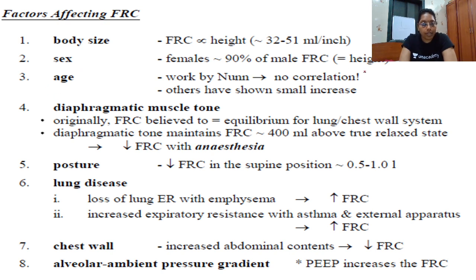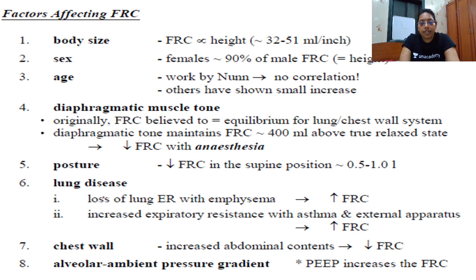If you remember, when we were doing vital capacity, this particular correlation was drastically seen in the case of vital capacity. Next important point, as I have already told you, is the diaphragmatic muscle which contracts and causes the inhalation of tidal volume. So FRC is believed to be an equilibrium for the lung chest wall system. Diaphragmatic tone maintains the FRC. Hence, whenever there is anesthesia, because of the loss of the tone of the diaphragm, it reduces the functional residual capacity. Next important point, posture. If you remember, when we did vital capacity we understood that posture does decrease the vital capacity, and obviously it will affect the functional residual capacity. It reduces it by almost 0.5 to 1 liter.